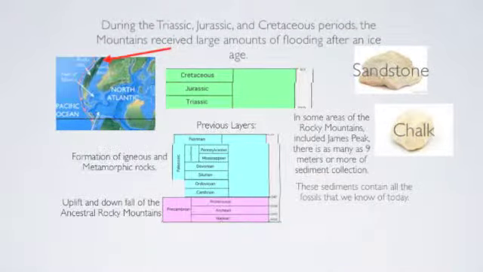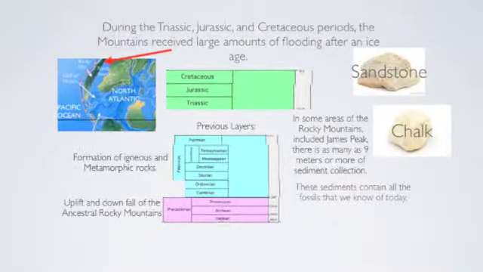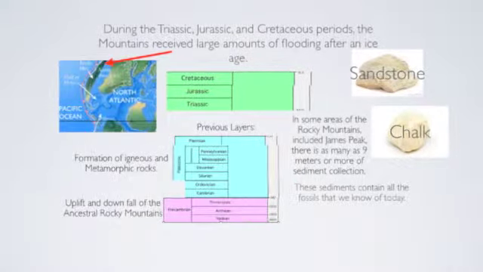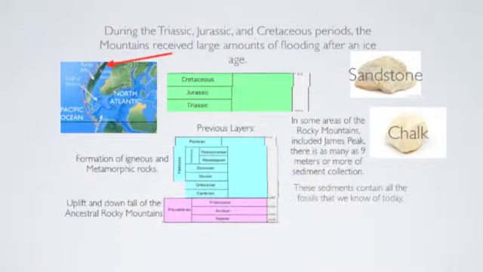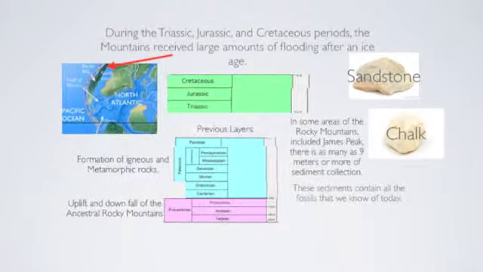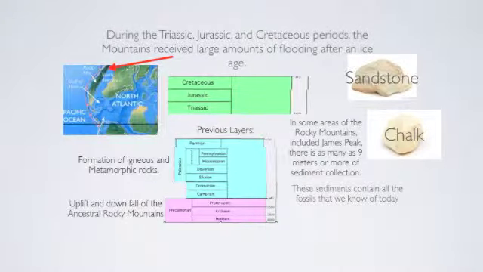Specifically at James Peak, the water level rose, letting large amounts of sediments deposit during the Cretaceous period. This time of great flooding helps geologists and archaeologists find fossils and identify rock layer ages.